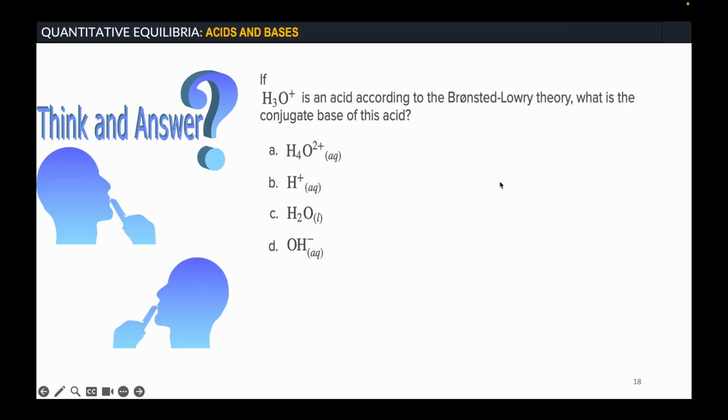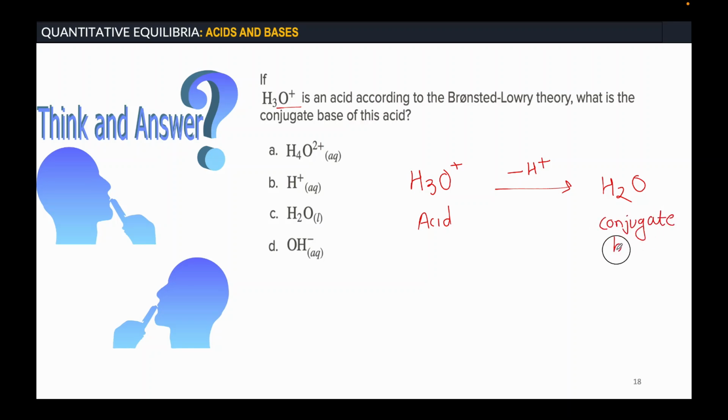Now students, this is one question. If the hydronium ion is an acid according to Bronsted-Lowry theory, what is the conjugate base of this acid? First you have to see, this is an acid, H3O plus. If it is an acid, that means it will donate one H plus. After removing one H plus, there will be water, and this is the conjugate base of the acid H3O plus. So option C is the correct answer.